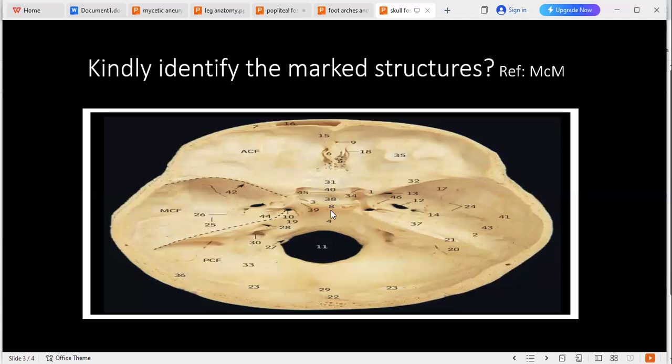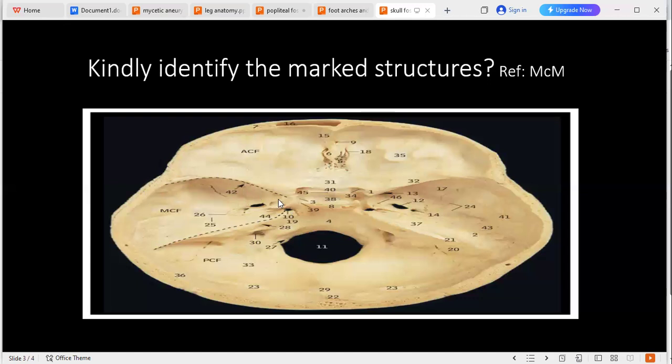Yes, please. All right. Here, please tell me this 42. What could this be? This is the lesser wing of sphenoid bone. So the superior orbital fissure lies here.